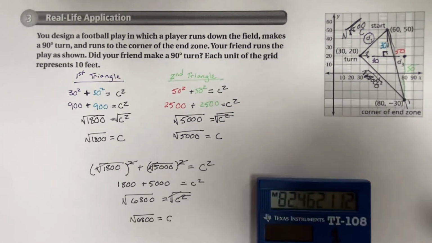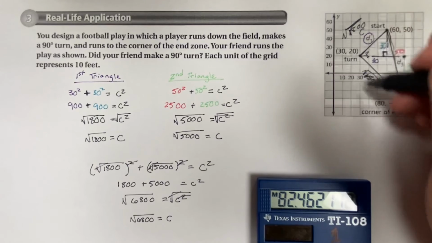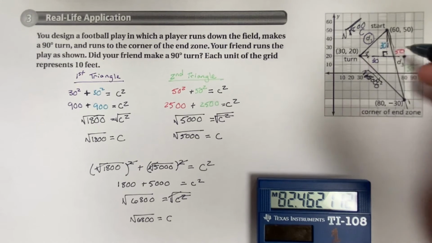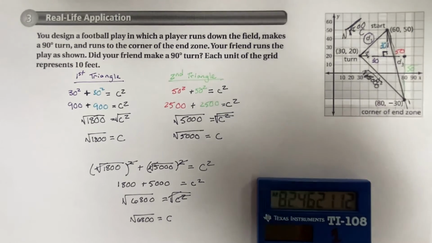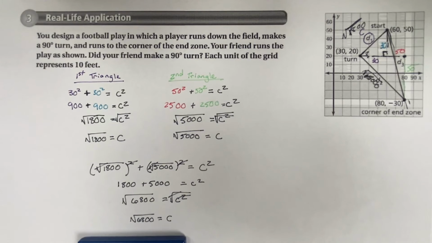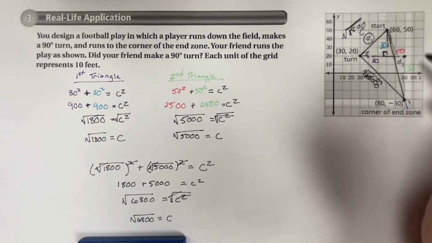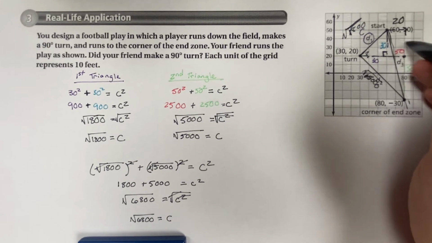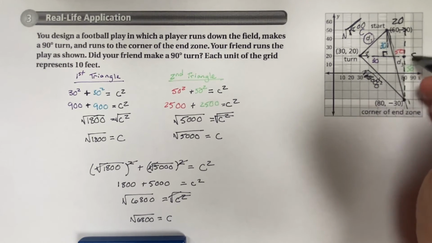All right, so I'm expecting for this to be a right triangle, I'm expecting this distance right here to be the square root of 6,800. Well, how do I check that? Well, here's where that third triangle comes into account. The third triangle takes us from start to end zone. So we have to go over 20 and then down 1, 2, 3, 4, 5, 6, 7, 8, 80.